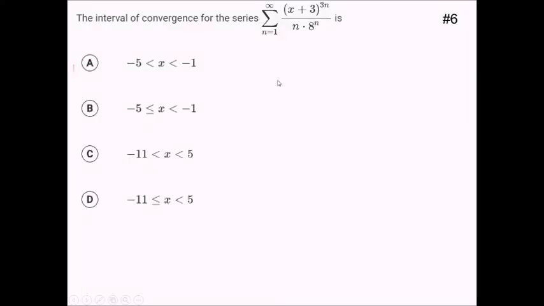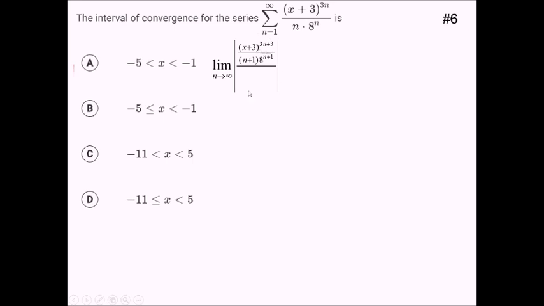On this one, we want the interval of convergence for this series. Since this is not geometric, we use the ratio test to figure this out. So I have the limit as n approaches infinity of absolute value of the n plus 1th version of this over the nth term. So that's going to be x plus 3 to the 3 parentheses n plus 1 over n plus 1 times 8 to the n plus 1. And 3 parentheses n plus 1, I'm just going to simplify that to 3n plus 3.